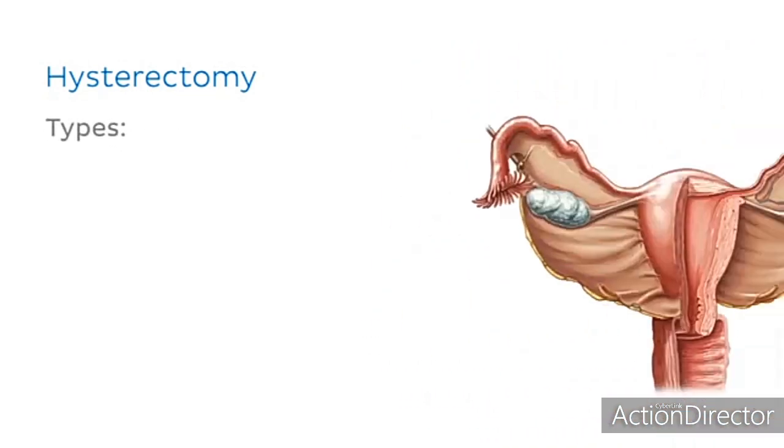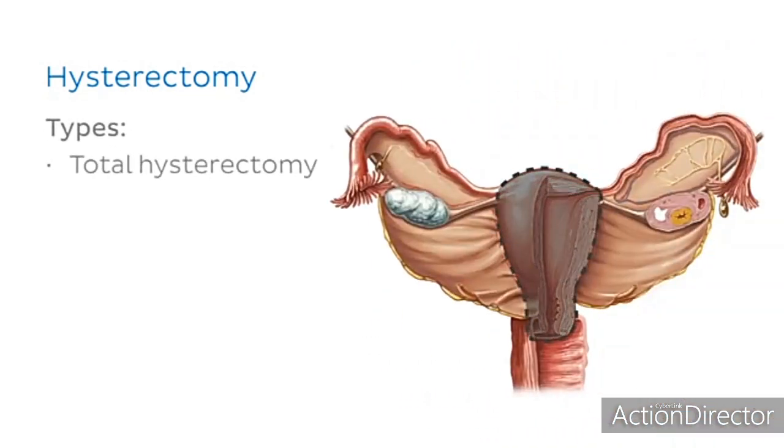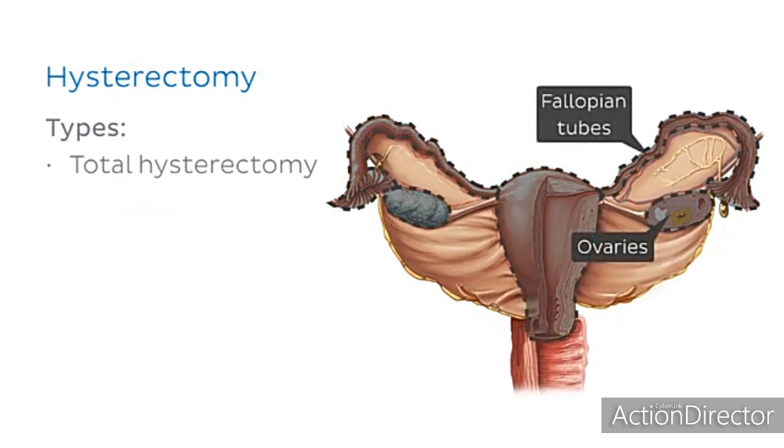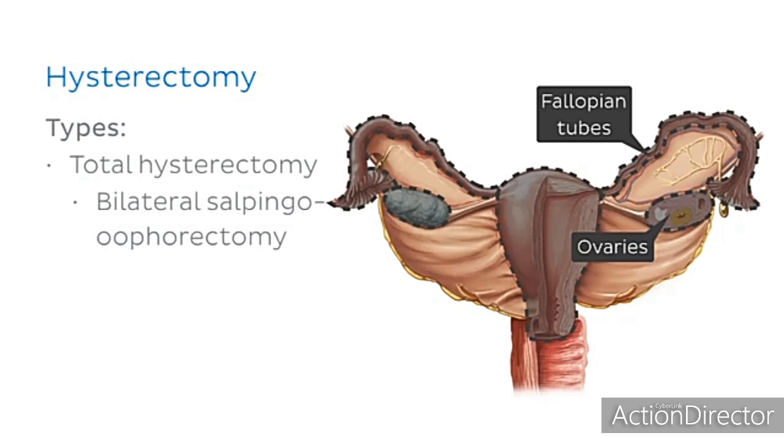If the entire uterus is removed, it is a total hysterectomy. If only part of the uterus is removed, it is called a subtotal hysterectomy. Sometimes the ovaries and the fallopian tubes are also removed, which is known as a total hysterectomy and bilateral salpingo-oophorectomy.